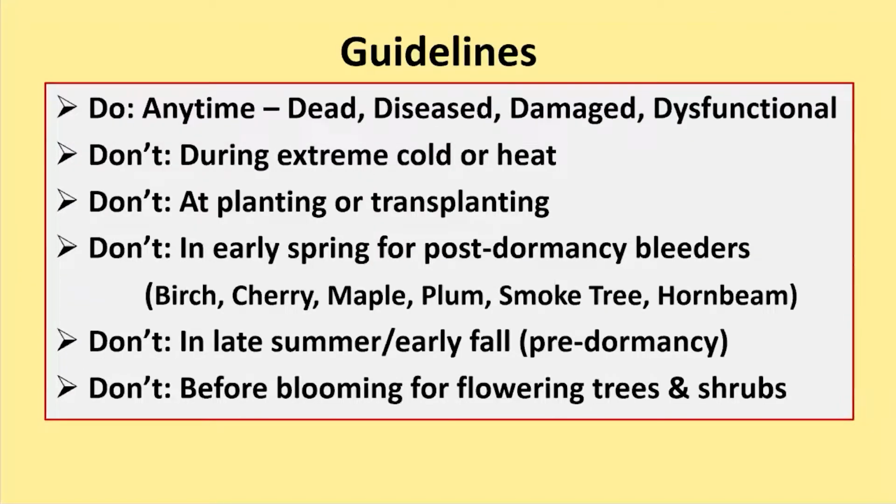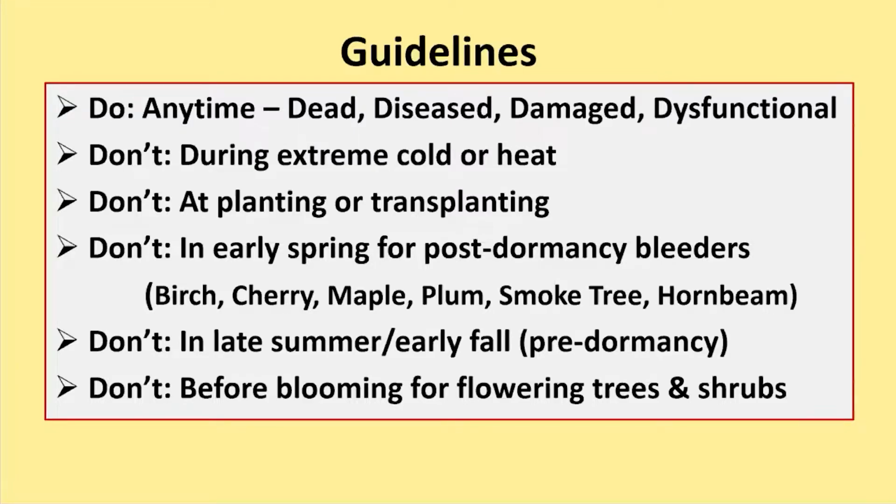So here are some general guidelines for timing. Anytime if you have dead, disease, damage, or dysfunctional. Dead, disease, and damage are self-explanatory. Dysfunctional means, for example, a branch is growing toward the center, or two branches are grown together, rubbing against each other, and is going to cause damage down the road. That would be dysfunctional. And they should be taken off the plant as soon as you notice them.